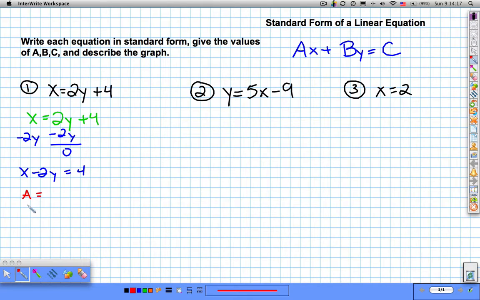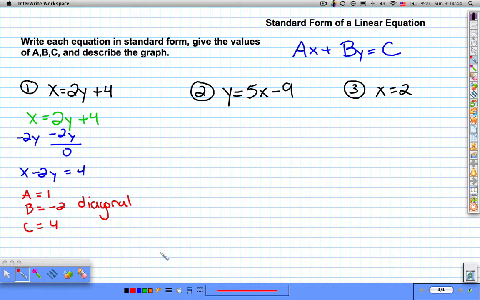I now can identify my ABCs. In this case, the coefficient in front of x, which is a, is 1. The coefficient in front of y, which is b, is negative 2. And our c is 4. Since a and b are both not 0, that means our line is going to be non-horizontal and non-vertical. So we can just say it's going to be diagonal.